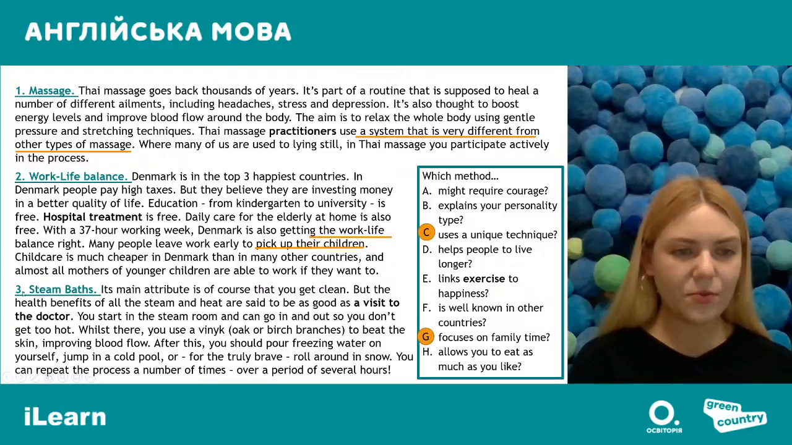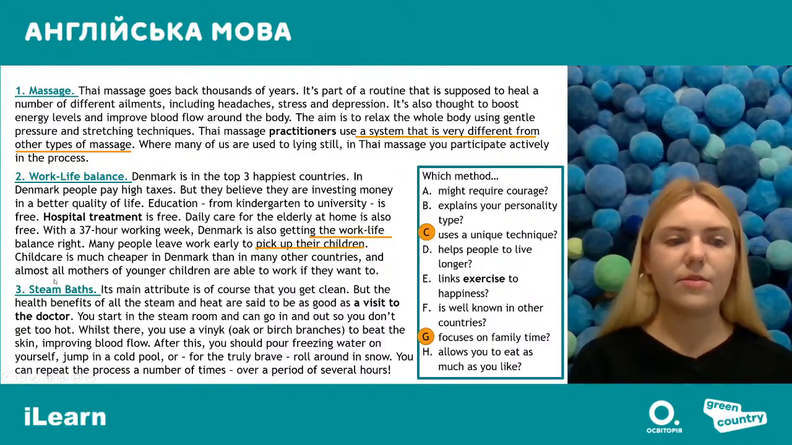So I hope you understand what is steam bath from the text. So steam bath, it means лазня, баня.